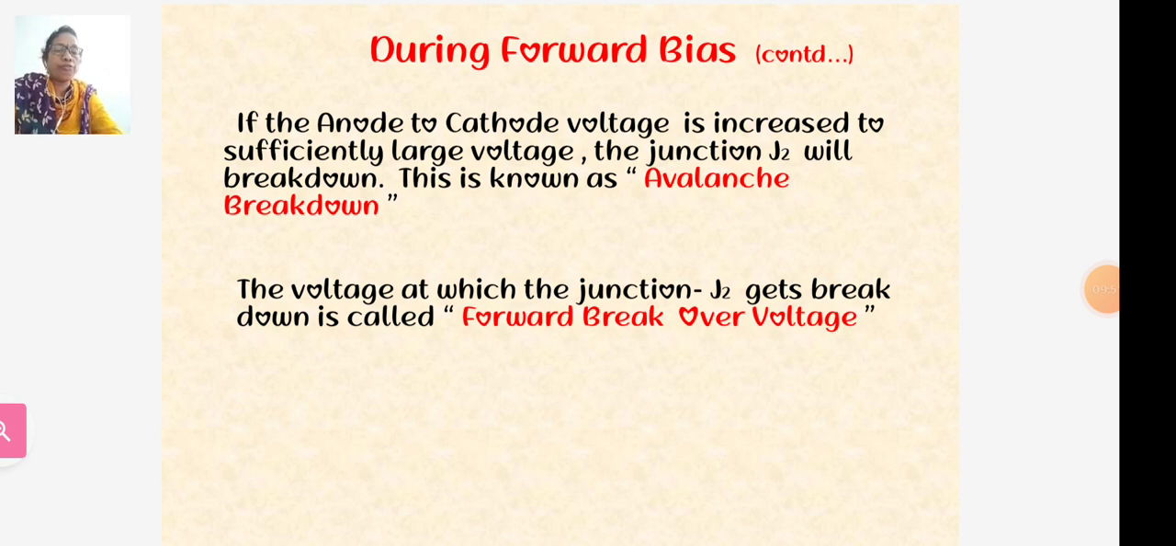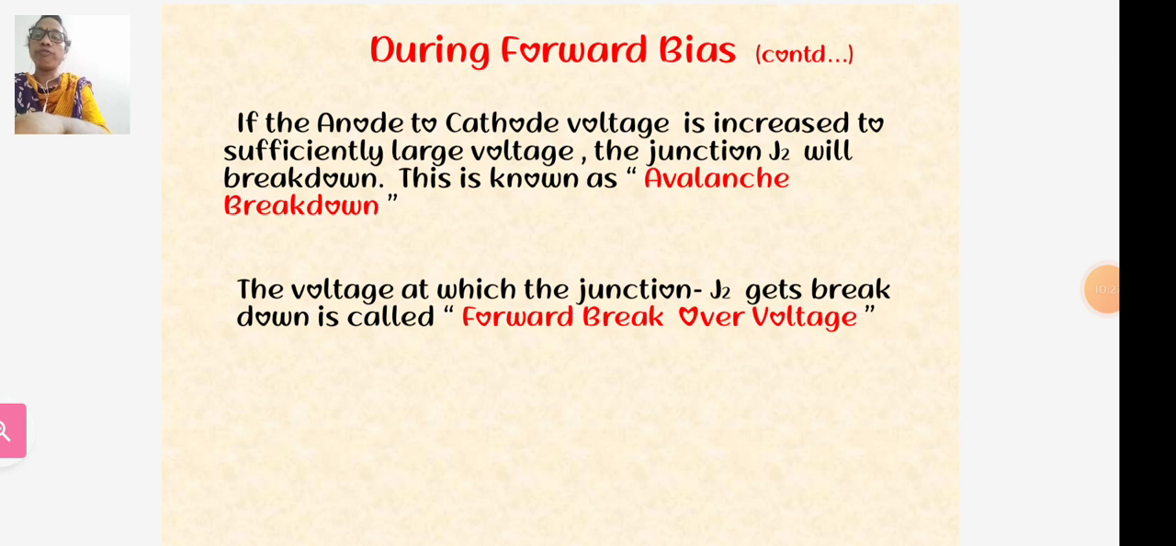Hence, forward characteristics are represented in VI characteristics. So this is the on state of the SCR in the forward direction. So this is the forward bias of the SCR.